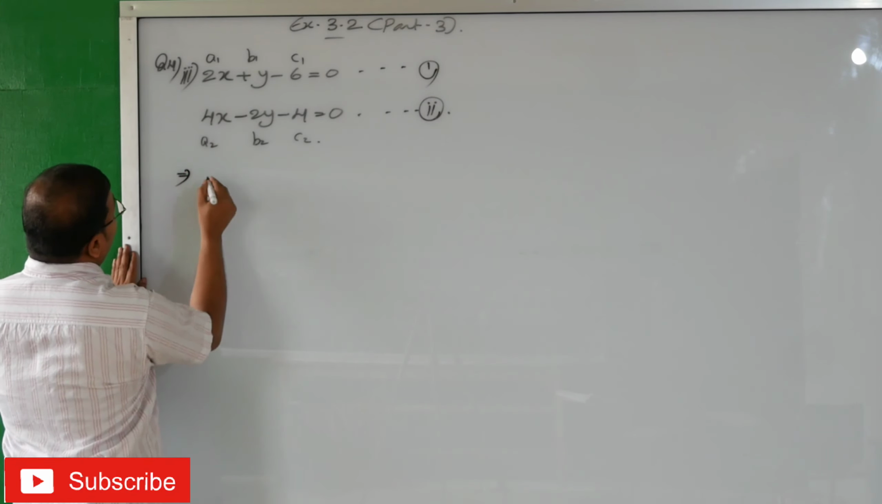So what is the next equation? 4x minus 2y minus 4 equal to 0. Now what you will do means minus 2y will carry to the next side.